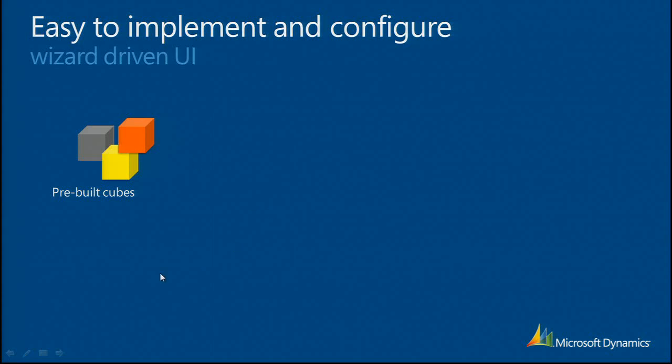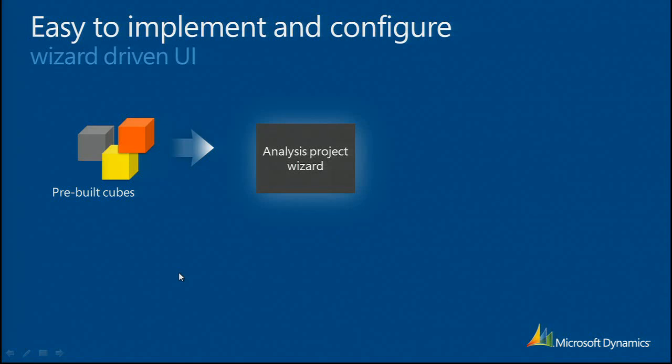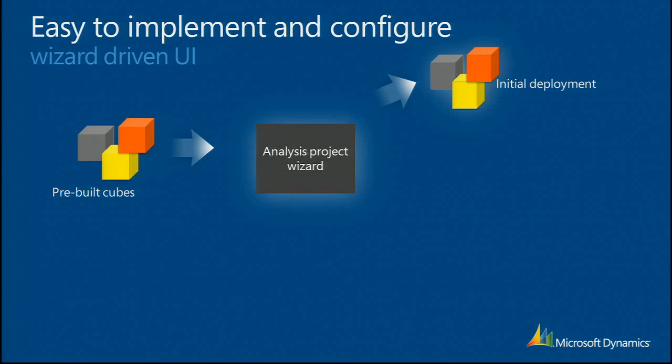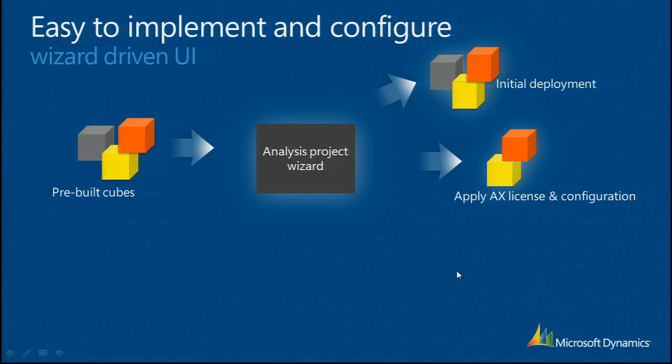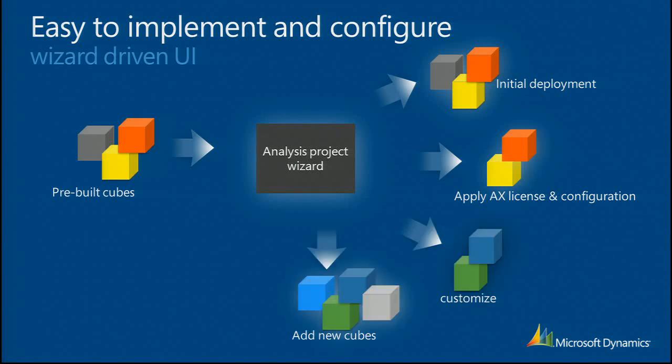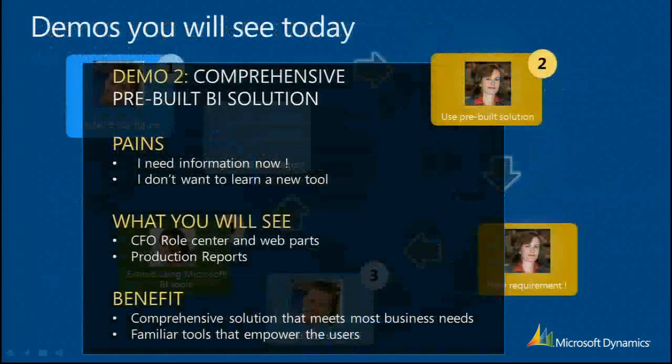Basically, the idea is that you have the pre-built solution that comes with the product. You would use the wizard. You would deploy as is in the initial state. And then as you make changes to the configuration, you would run the wizard again and apply that configuration into the BI solution. And of course, we'll talk about it later, how we customize and add new cubes. So that's a real quick demo of how we configured.